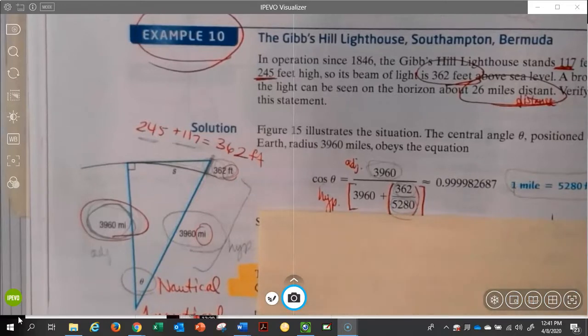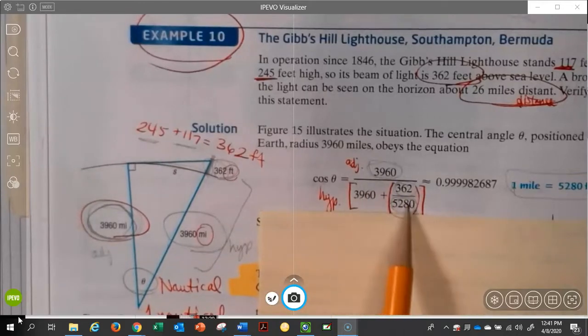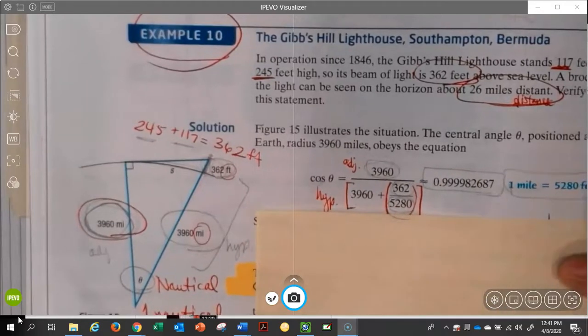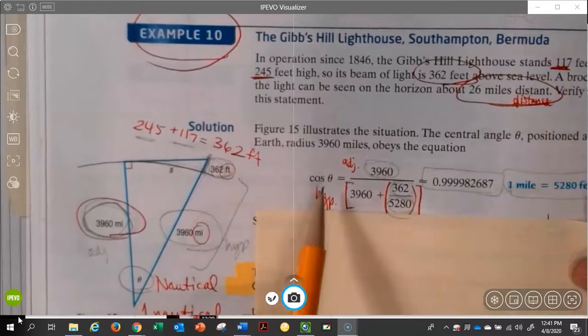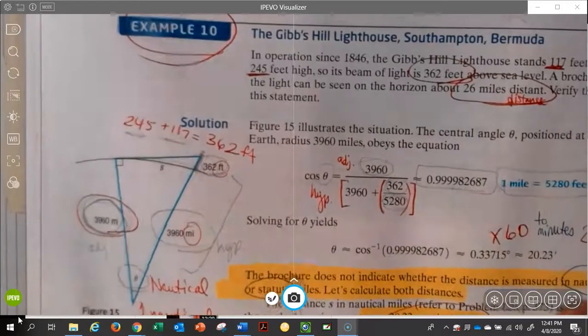So you, at this point, should probably stop the video and make sure that you can punch in this 3960 divided by all of this, and do you really get that number? Because once we have that number, we really don't want that number. We need to know what is theta, which means we're going to have to do inverse cosine of that number.